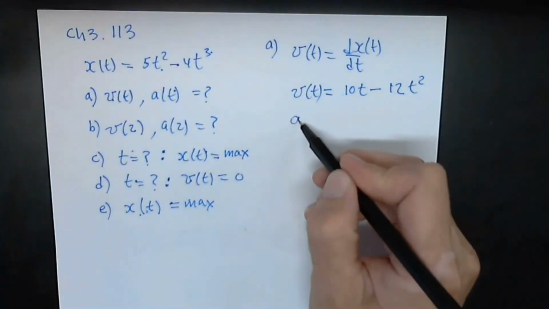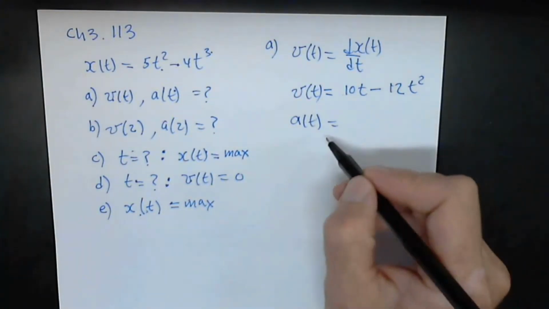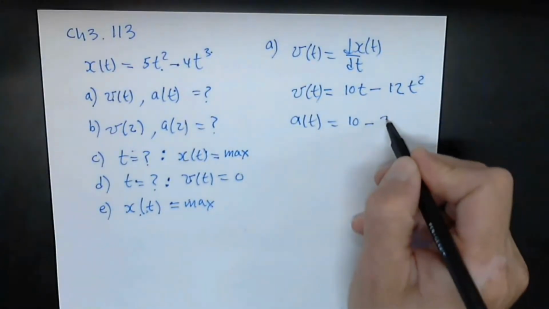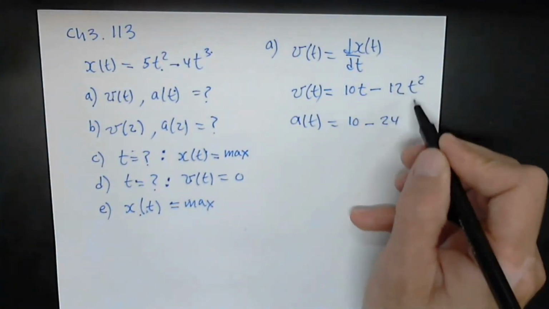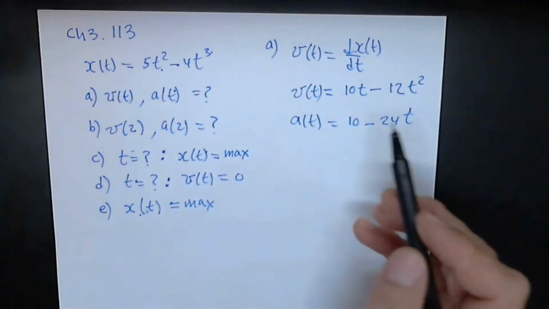The acceleration as a function of time, you just take the derivative of this. The derivative of 10t is just 10, because 1 minus 1 is 0. And this is 24, 2 to the front, t. Okay, that's part A.